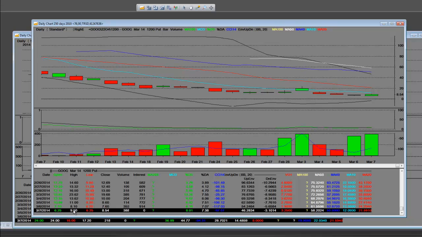Now, in the 5-day daily range here, we can clearly see that this low was 6.25. They opened it at 9.50, and that intraday low was 6.25, and the close of that contract was $8.54. And the day volume was 388 contracts, and let it be known, prior to that there was no open interest at all. This is the minority side of the trade. That $1,200 put, that's why we're going over it.